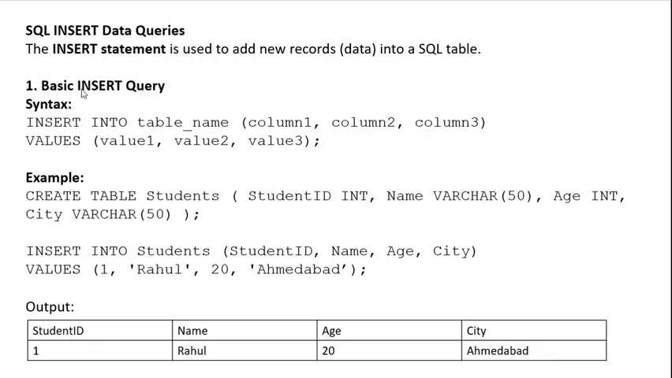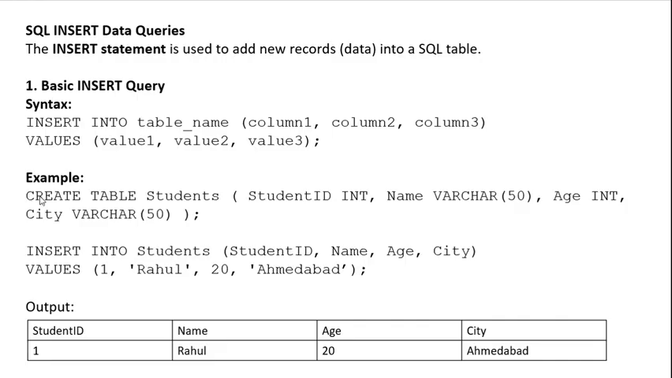First, the basic INSERT query: INSERT INTO table name, and inside the brackets column1, column2, column3, and as many columns as needed, separated by commas. After that, VALUES, and inside the brackets value1, value2, value3, then close the brackets and add a semicolon.